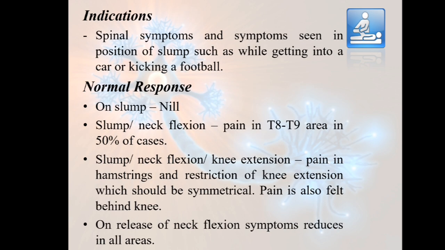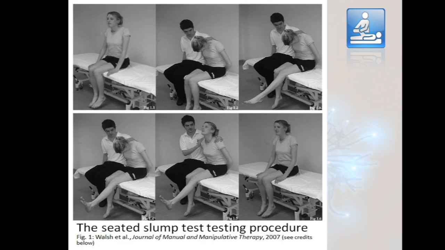Usually indications are spinal symptoms seen in the position of slump, like while getting into a car or kicking a football. On slump, the normal response with neck flexion is pain in the T8, T9 area in 50% of cases. Also pain in the hamstrings and restriction of knee extension, which should be symmetrical. On release of neck flexion, symptoms reduce in all areas. In this way, the slump test is usually performed step by step.